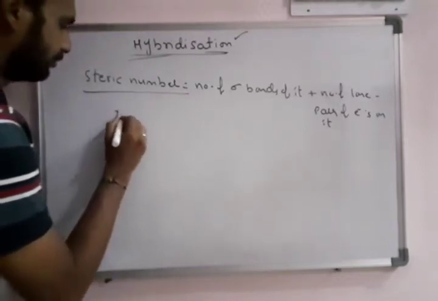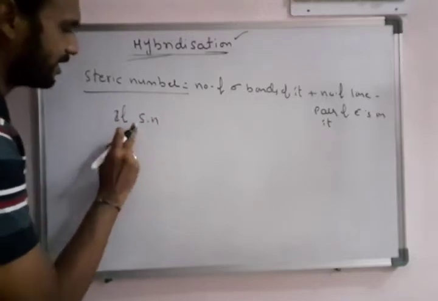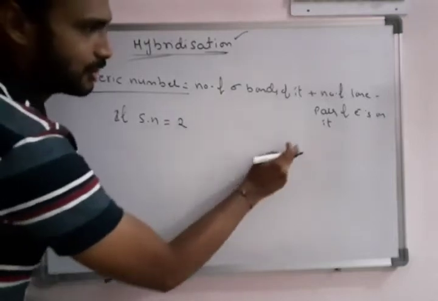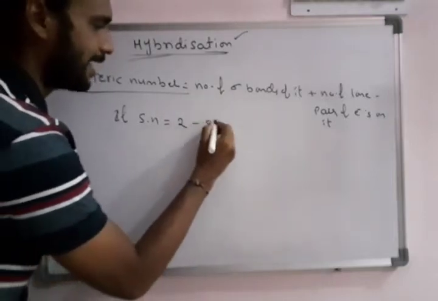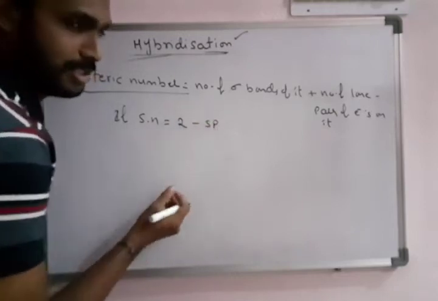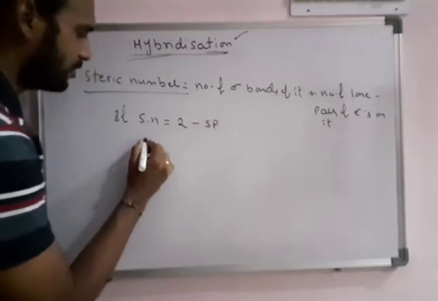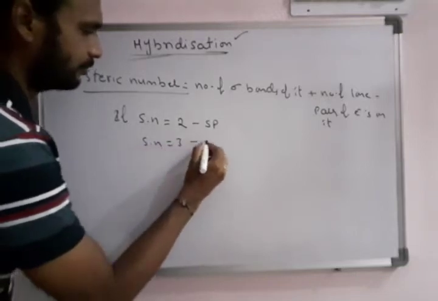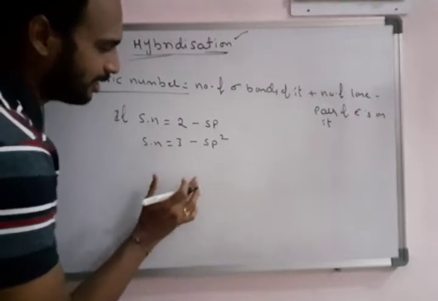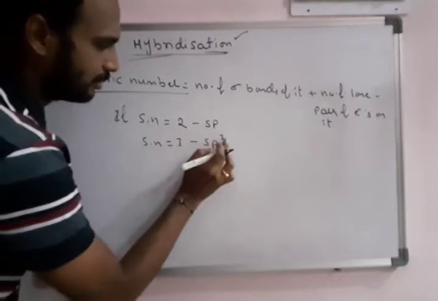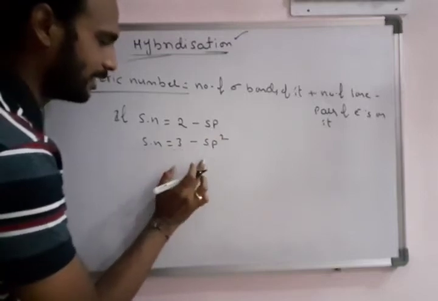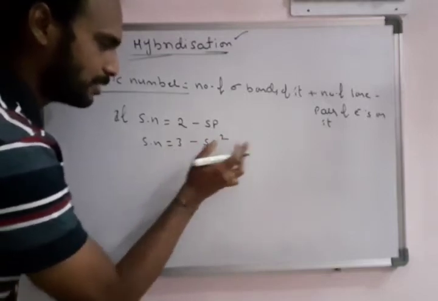If I take the steric number as Sn, and the calculation gives 2, that indicates sp hybridization. Here we get s1 p1, a total of 2 orbitals. If the steric number is 3, that indicates sp2 hybridization, meaning s is 1 and p is 2, total 3. If you get steric number 3, we can directly conclude that it undergoes sp2 hybridization.